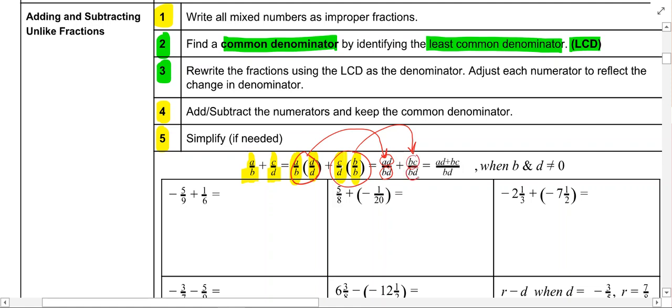So this is done. And notice right here that the denominators are now the same. Now I can add the numerators. AD plus BC is AD plus BC. See how that happens? And I just bring the denominator over. Now this only works when B and D are not 0, just like I mentioned on the top examples.